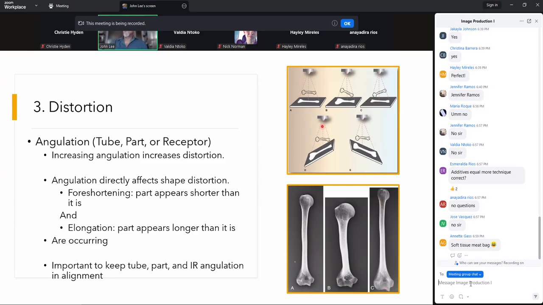Okay. So when the part is out of alignment, more than likely we will get foreshortening. When the image receptor is angled, or if you want to look at it another way, when we put an angle on the CR, we're going to end up with elongation. And this is why the angles that we talked about in procedures, we need to be precise with those.